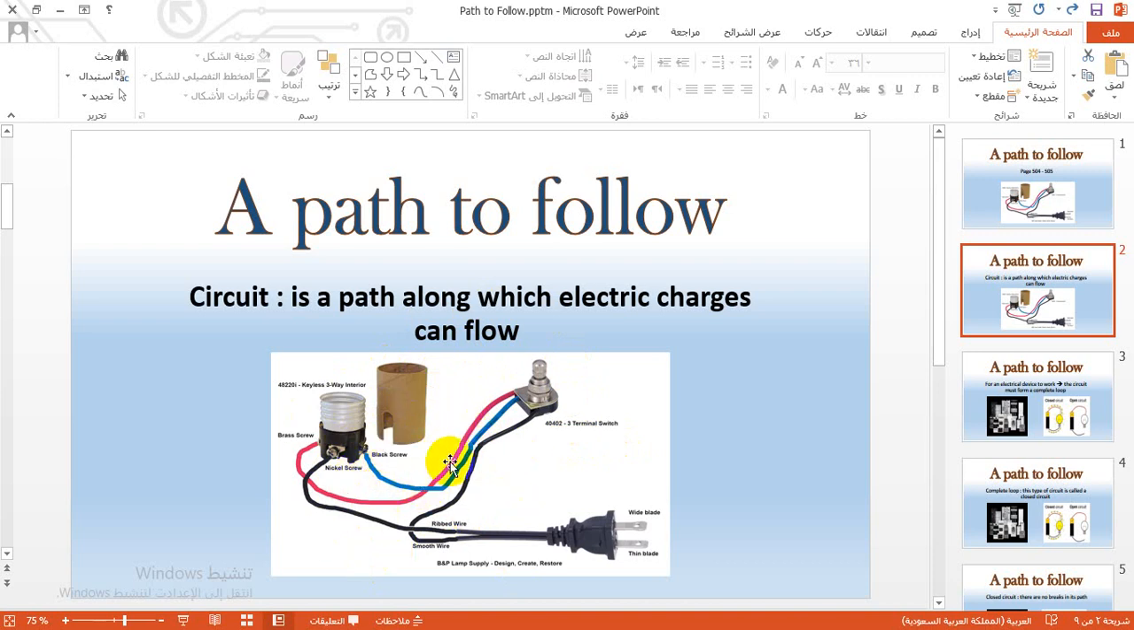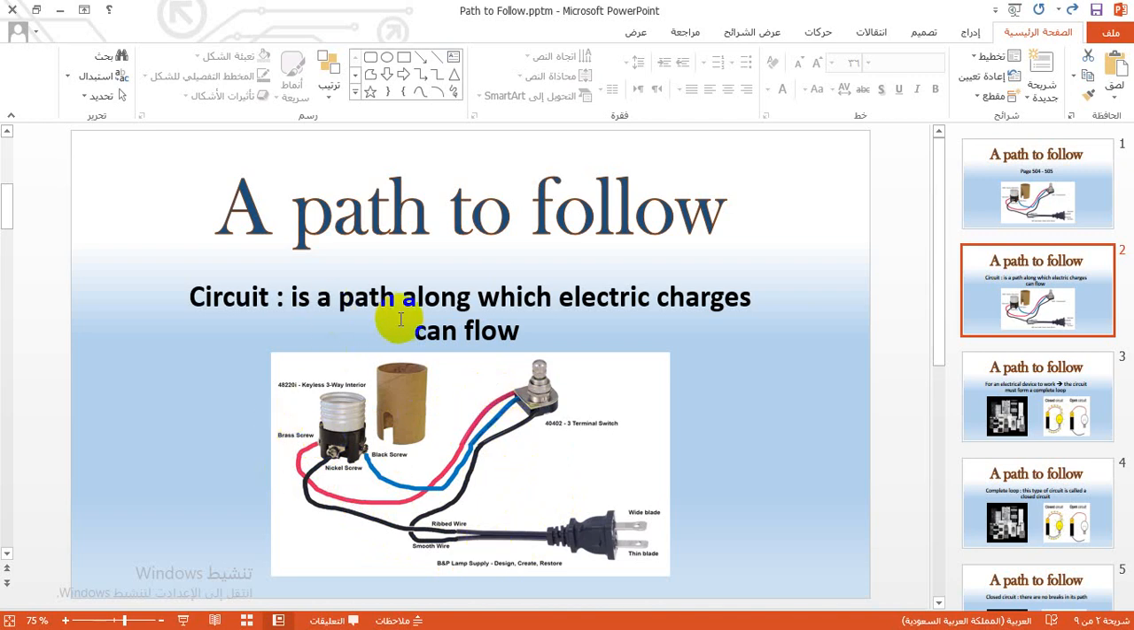What is the benefit of this? It's always used in houses for separating lights and electric charges in all the rooms of the house. It works like a closed circle that helps the electric charge to move. So a circuit is the path along which electric charge can flow through these wires. This is the circuit.